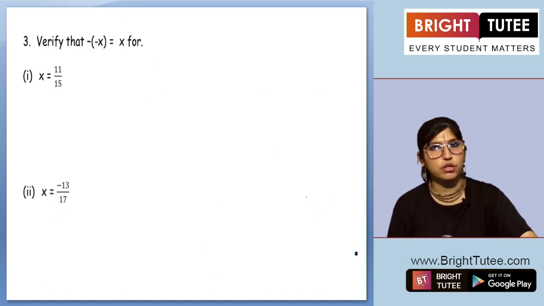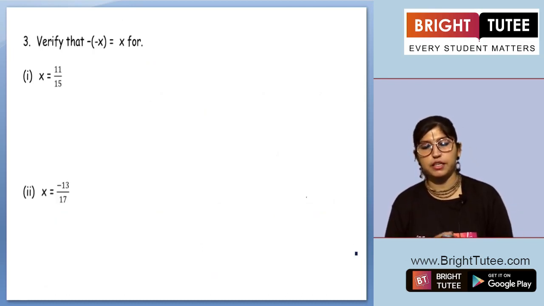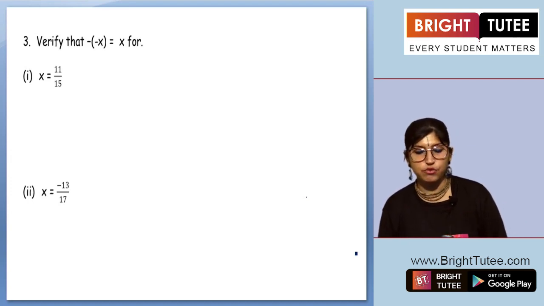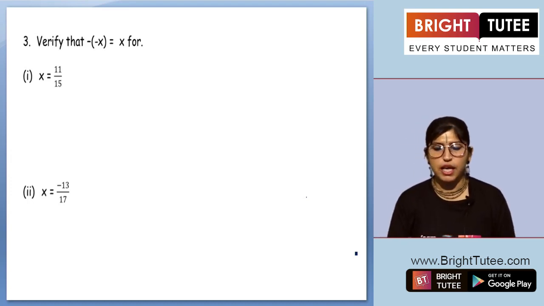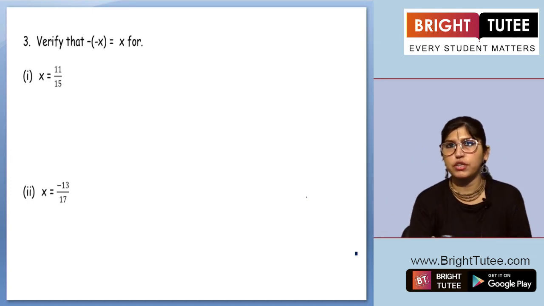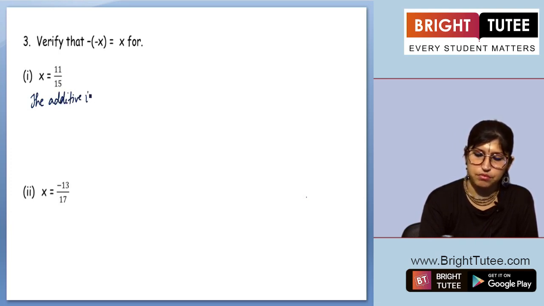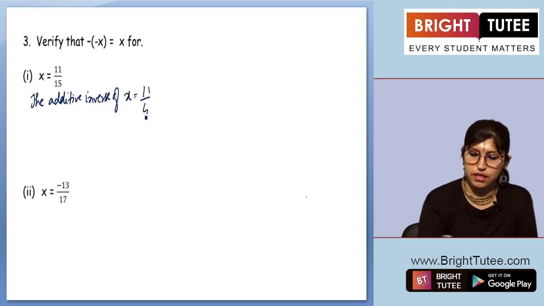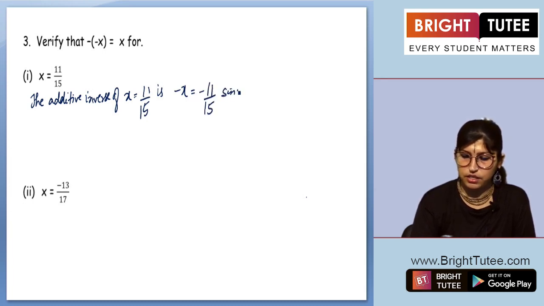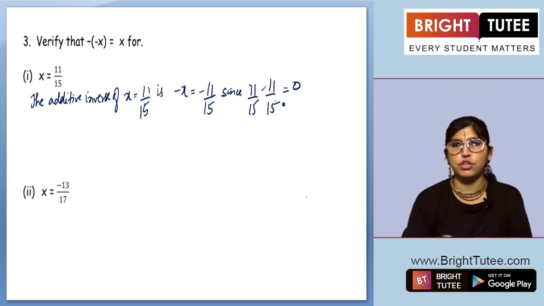Now let's move on to another question. Here we need to verify that minus of minus x equals x for these two rational numbers, as we started off with, and we've solved a few examples on the basis of this only. So we'll start off by writing that the additive inverse of x is minus x, which is equal to minus 11 by 15, since 11 by 15 minus 11 by 15 equals 0.